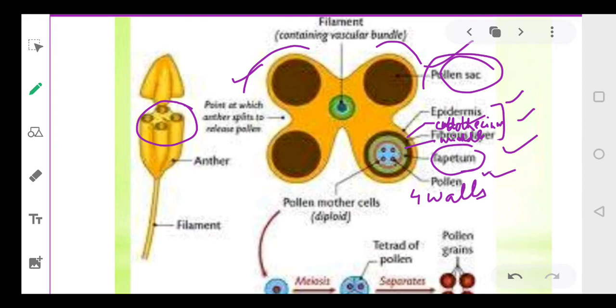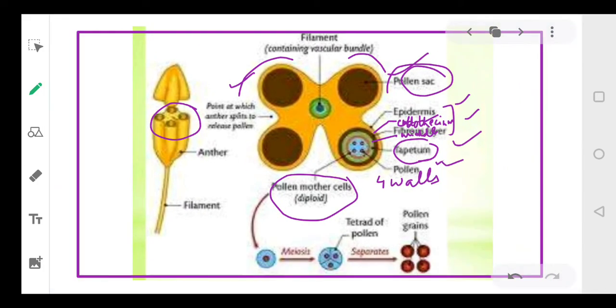Okay, everyone? So your pollen mother cells are diploid, right? Now this pollen mother cell, which is diploid, will undergo the meiosis process to form tetrad. Okay, 3 are visible, 1 is on the back side. So there is formation of 4 pollen grains. After meiosis it will form the tetrad condition, and after that there will be formation of 4 pollen grains.